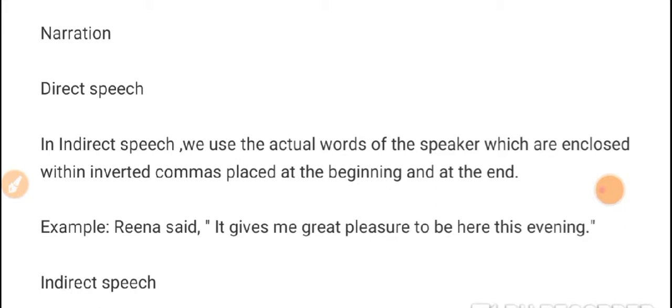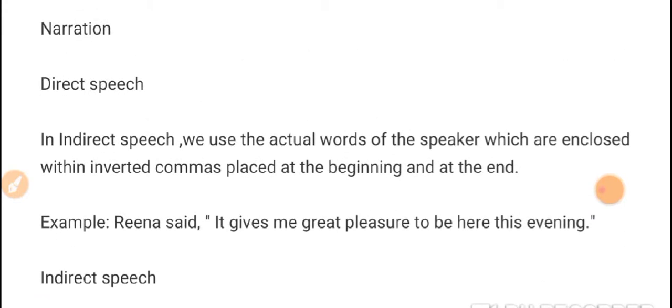Today we are going to start a new lesson, narration. Narration is of two types, direct speech and indirect speech. So first we'll understand what is direct speech and how you can recognize direct speech. Listen. In direct speech, we use the actual words of the speaker.